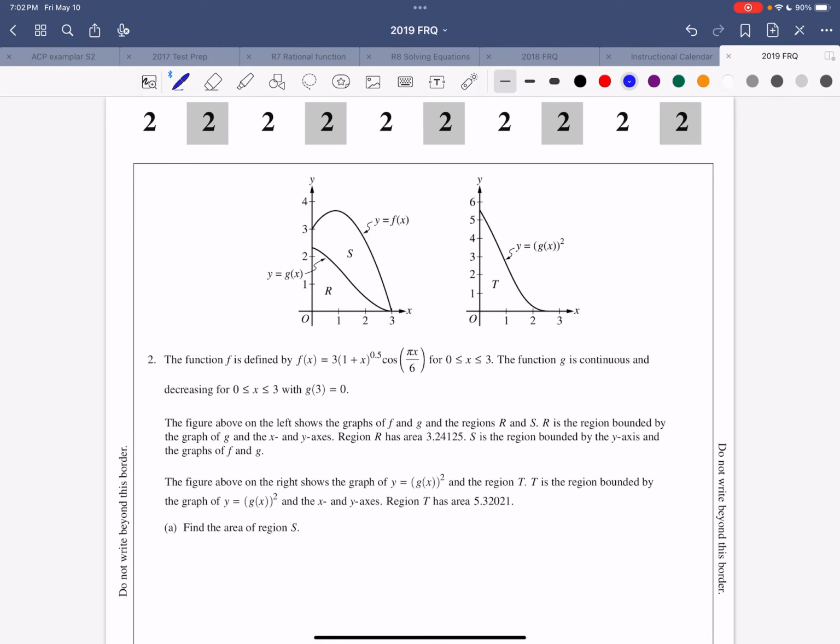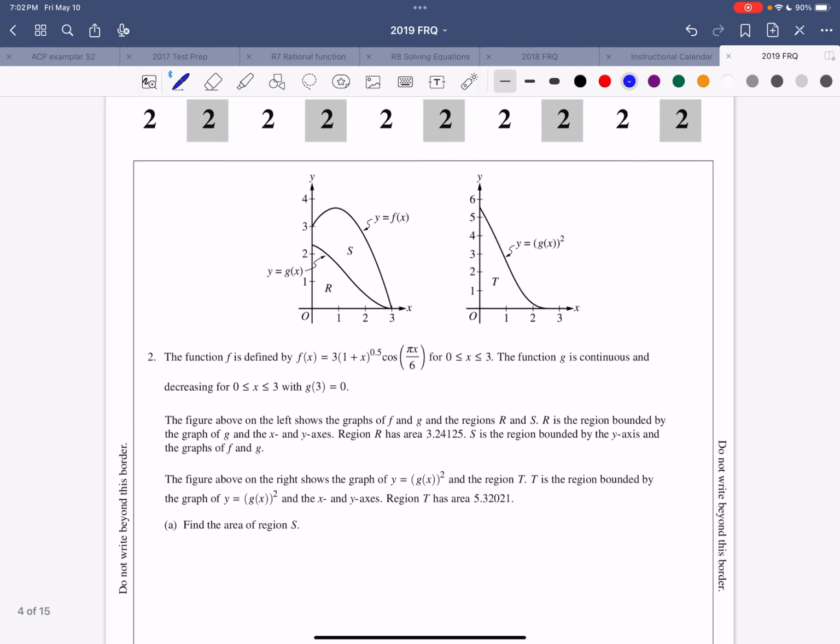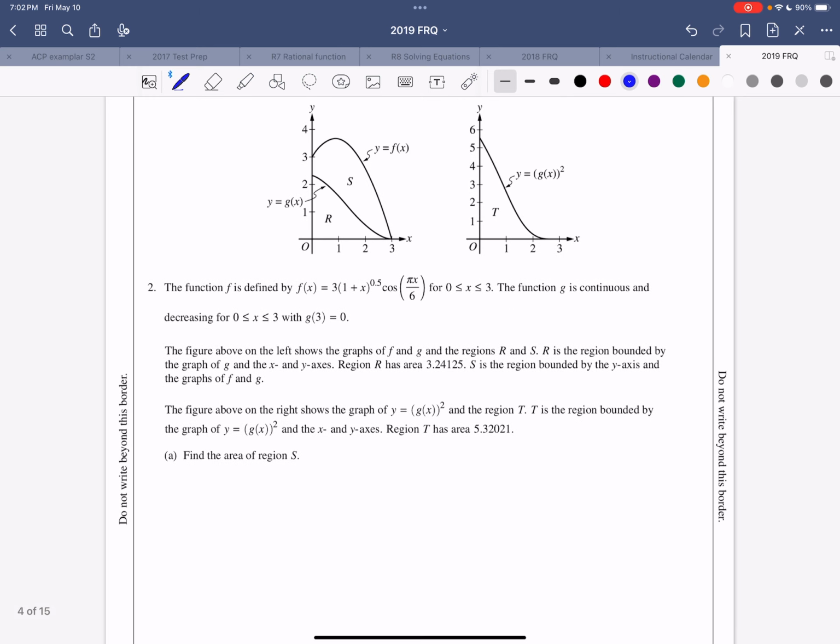Hello guys, in this video I will go over this non-calculator session for the FRQ 2019. So this one is going to be pretty interesting. We have so many words going on here, so you might want to take time to read it carefully. But the question says find the area of the region S. So we're trying to find this area here, okay?